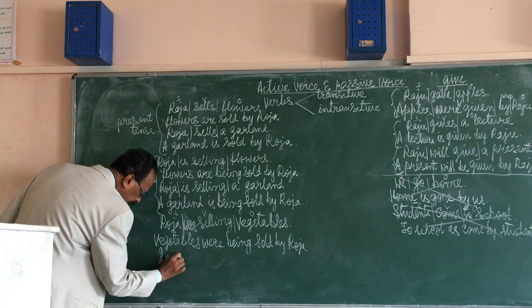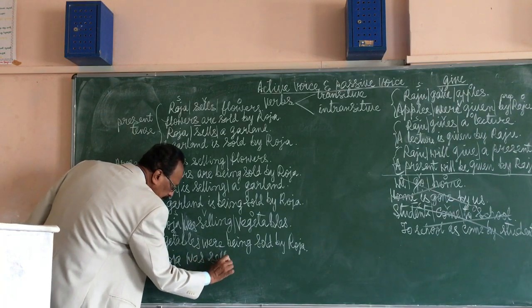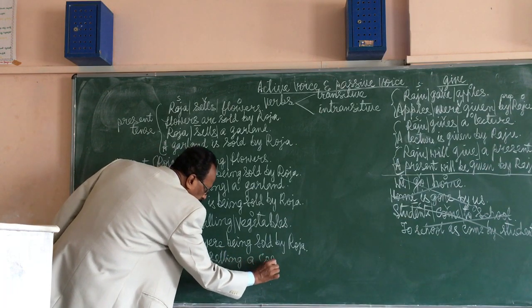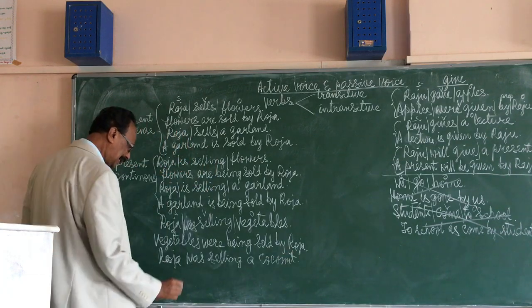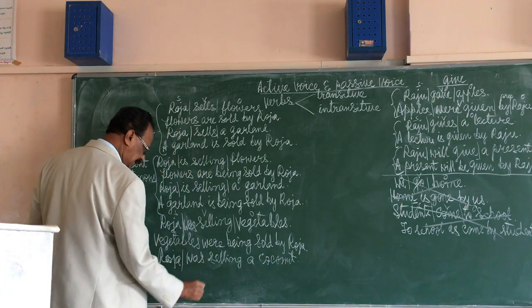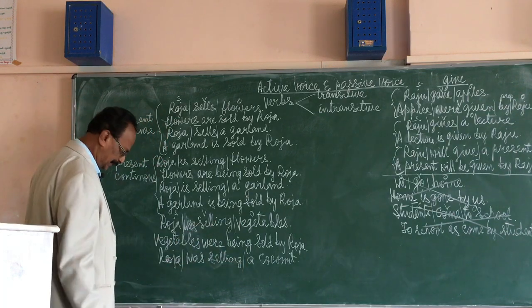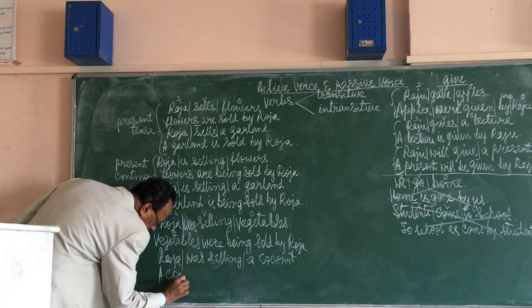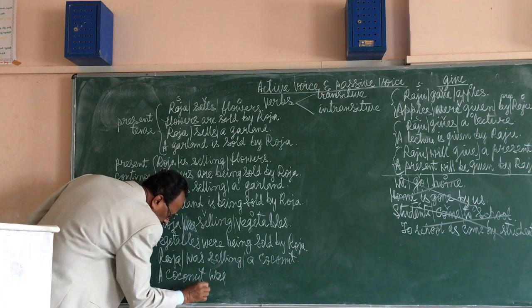Roja was selling a coconut. Roja is the subject, was selling is the verb, a coconut is the object. And a coconut becomes the subject here. A coconut was, remains the same.